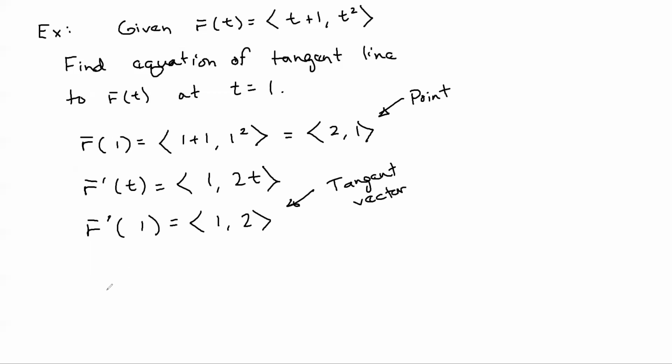and then for the line equation, you just combine the two, right? We want to combine the point with our direction vector. And so we're going to get x equals 2 plus 1 times t, and y equals 1 plus 2 times t, right? So I put the point here and the tangent vector as a direction vector for the line here.